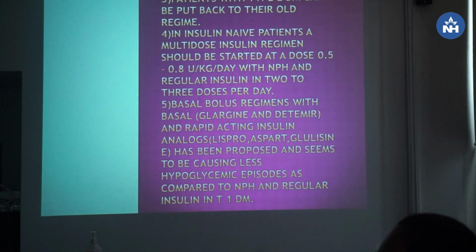Patients with type 2 diabetes mellitus can be put back on their old regimen. In insulin-naive patients, a multi-dose insulin regimen should be started at a dose of 0.5 to 0.8 unit per kg per day with NPH and regular insulin in 2 to 3 doses per day. Basal bolus regimens with basal glargine or detemir and rapid-acting insulin analogs Lispro, Aspart, Glulisine have been proposed and seem to cause fewer hypoglycemic episodes compared to NPH and regular insulin in type 1 diabetes mellitus.